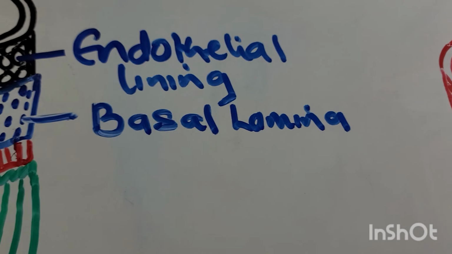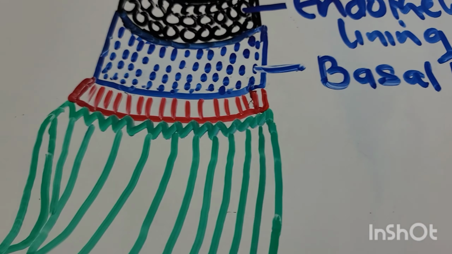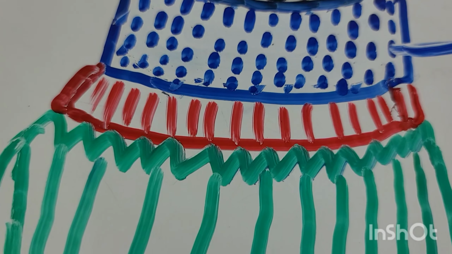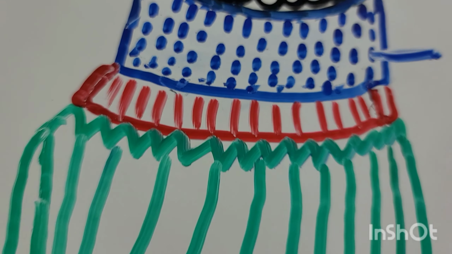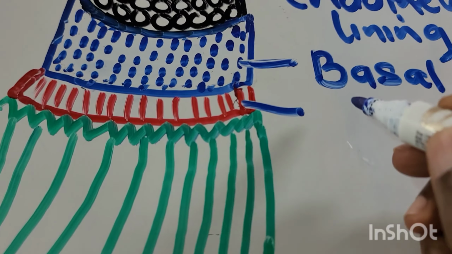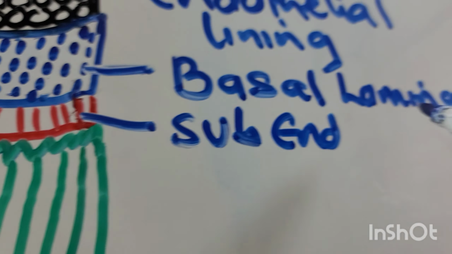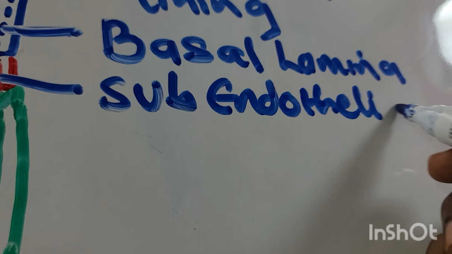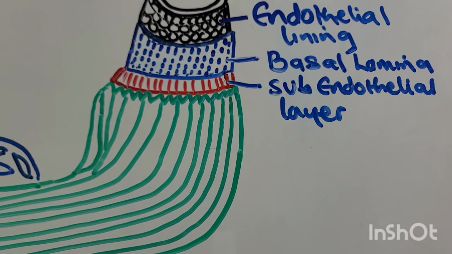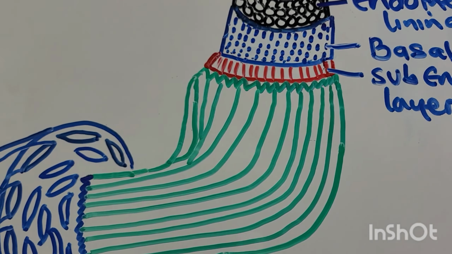Okay. Then as you come out from the basal lamina, we have another beautiful layer of connective tissue. This one is very important. You see this layer here, this one which is a bit red. That one is what we call the subendothelial layer. And then when you come out from the subendothelial layer, we have this green-like layer.